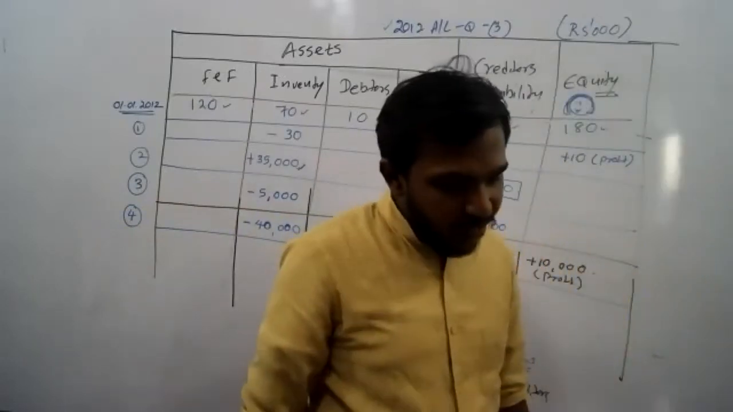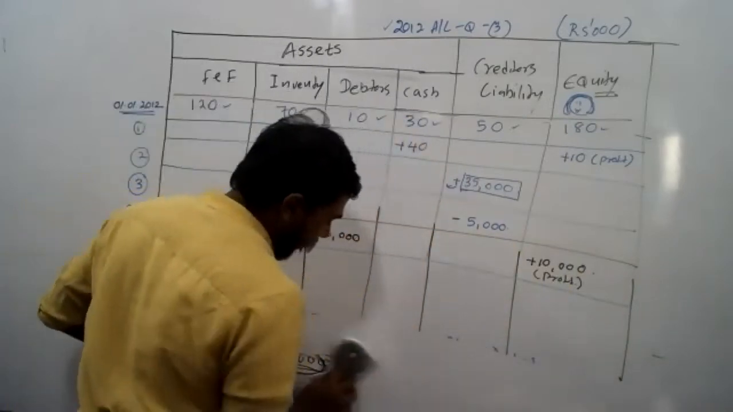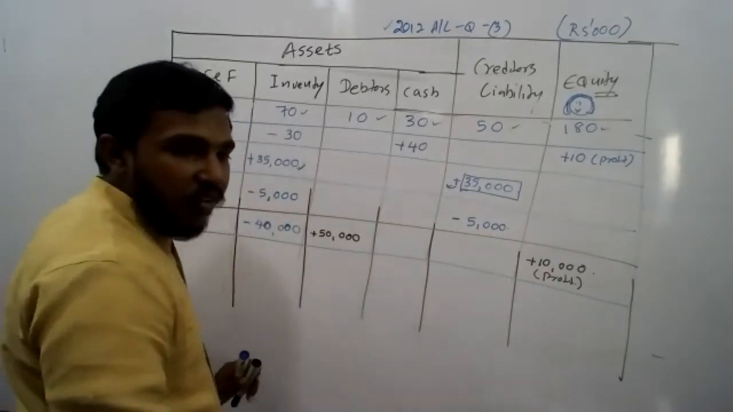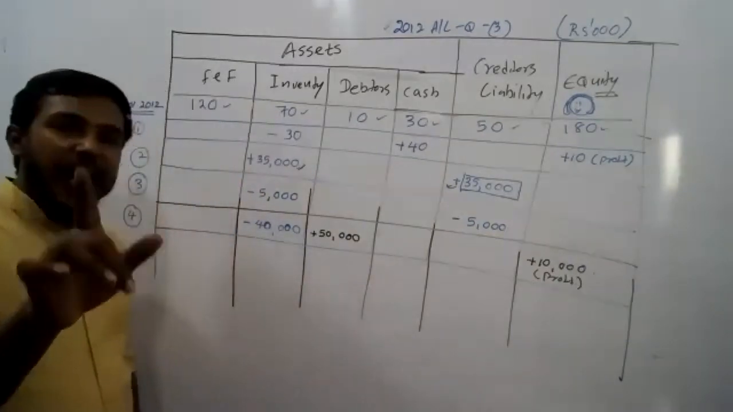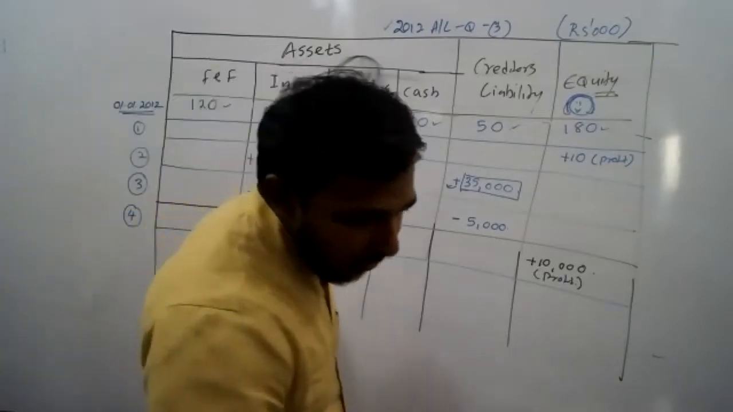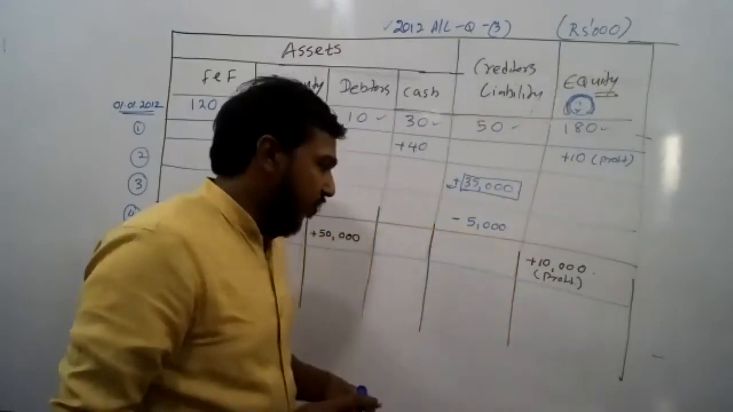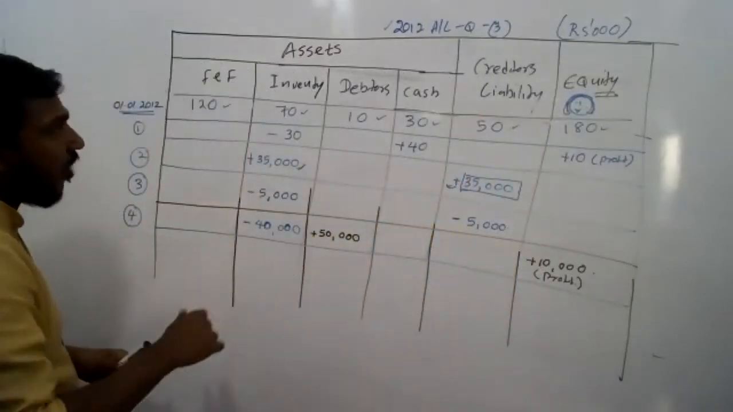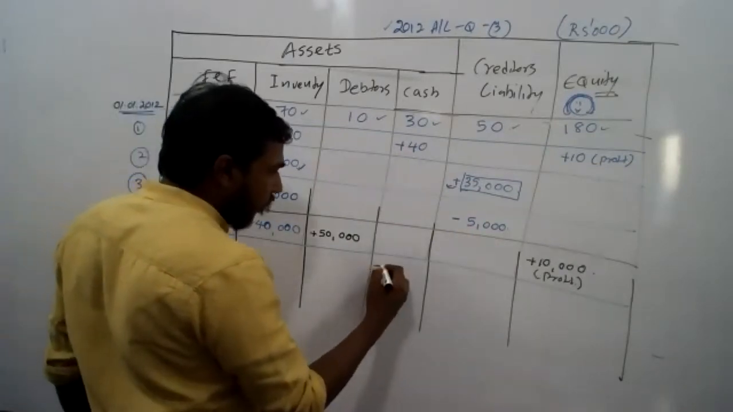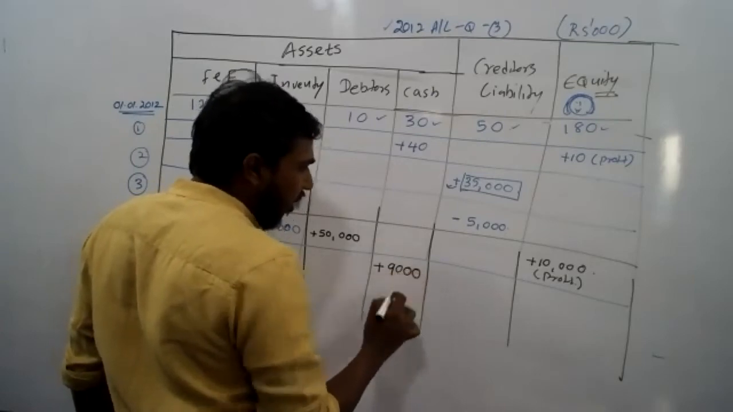Received 9,000 cash from debtors and 1,000 was written off as bad debts. That means impairment loss. Now see, first thing is identify the impact for cash. Received rupees 9,000 cash from debtors. You see the impact for cash. Cash would be increased by how much? 9,000. Cash is increased by 9.